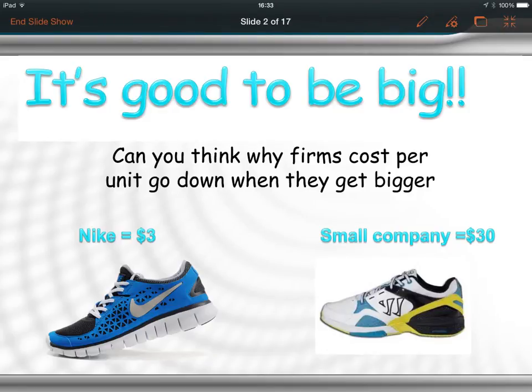Right, here we go. This is a really big topic. It's so important for the exam, so I'm gonna go big on it. Right, this is economies of scale.